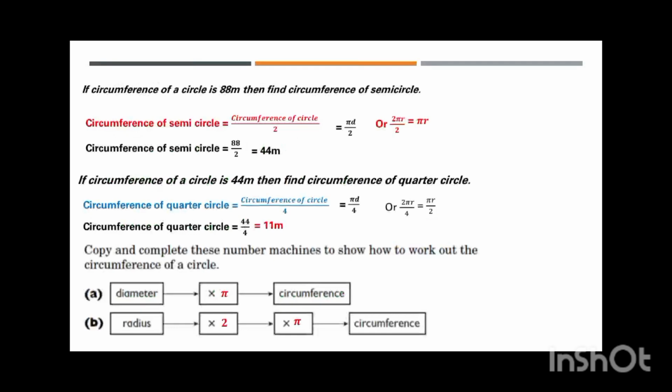If circumference of a circle is 88 meter, then circumference of semicircle. Now circumference of semicircle is equal to circumference of circle divided by 2. That is equal to pi d divided by 2, or 2 pi r divided by 2, which is equal to pi r. Circumference of semicircle is equal to 88 over 2, that is equal to 44 meter.